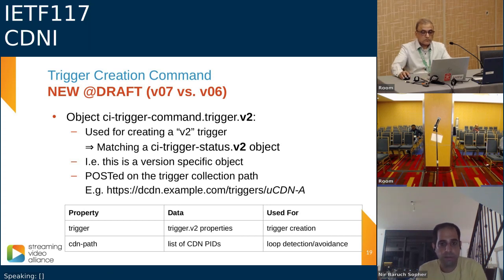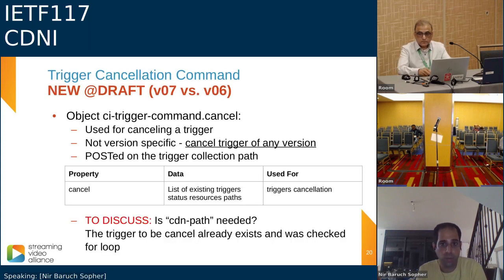Next. And we define the cancel object, which is not versioned because it can cancel triggers for different versions. It holds a list of trigger paths and is used for canceling triggers. We didn't include the CDN path here, as we believe that loop detection here is not really relevant. You want to cancel a trigger that was already created and loop detection was already tested for it. And if there is a loop issue, what would it actually mean, and what would we do? You want to cancel the trigger. So we didn't include the CDN path here. So this is version 7.